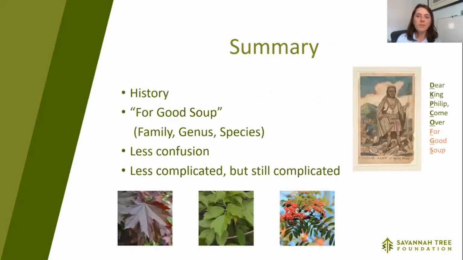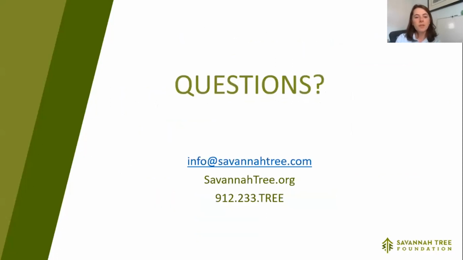And so in summary, we went over the history of the taxonomic system. We learned about good soup, which is the family, genus, and species. We learned that this system can be less confusing, but even though it is less complicated, it is still a little bit complicated. So are there any questions?